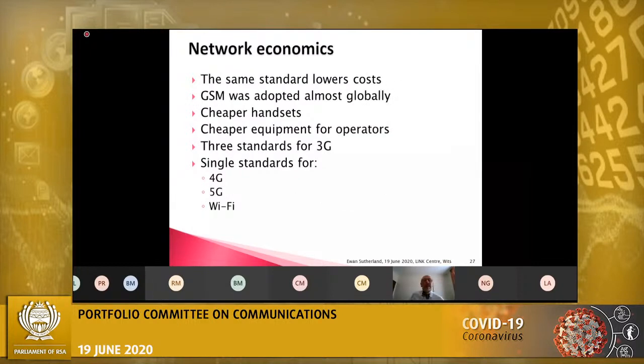Part of our problems are network economics. Network economics are, say, simple things like, if we have the same global standard, it reduces the costs. So if we use the same technology everywhere in the world, then the costs drop, and GSM prices dropped really quite dramatically because it was being used globally, and also, to be fair, because it was being manufactured in China, where the labor costs were very low. We get cheaper handsets as a result. We get cheaper equipment for the operators. We're down to single standards. So we are reducing the cost of that.